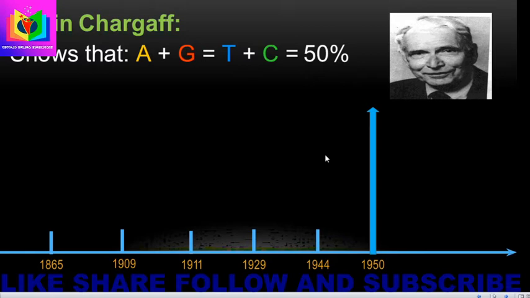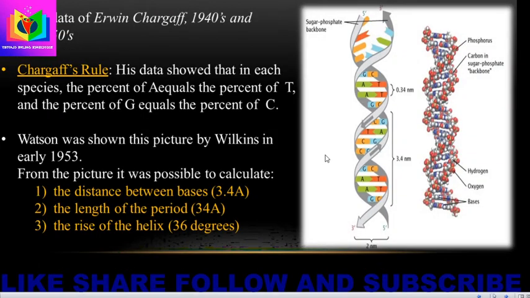Then the next scientist, Erwin Chargaff, said that our DNA consists of A plus G and T plus C in the equal ratio of 50%. This is a model of Chargaff's rule, where he said A is equal to T and C is equal to G. His data showed that in each species the percent of A equals the percent of T, and C is equal to G.